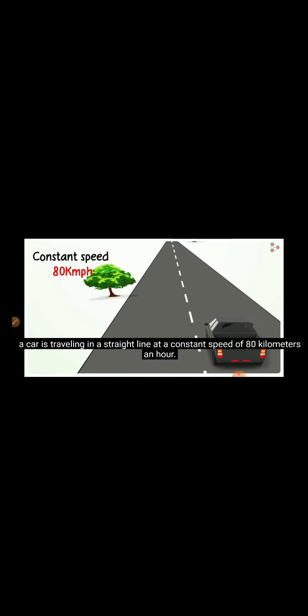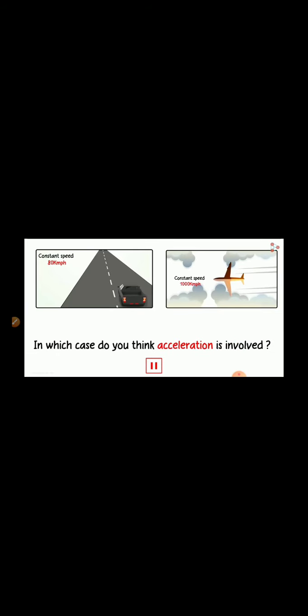Okay, let me give you two examples. In the first one, a car is traveling in a straight line at a constant speed of 80 kilometers an hour. And in the second one, a plane is traveling in a straight line at a constant speed of 1000 kilometers an hour. In which case do you think acceleration is involved? None. In both cases, the velocity is not changing at all. Hence, there will be no acceleration in either of the cases.